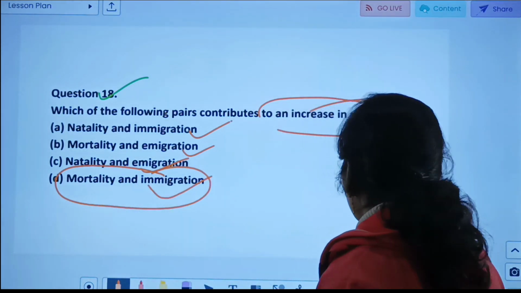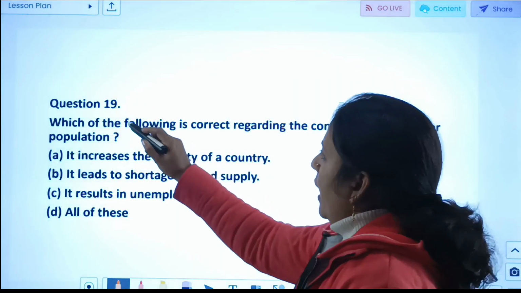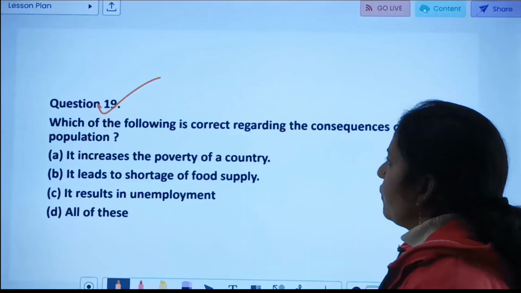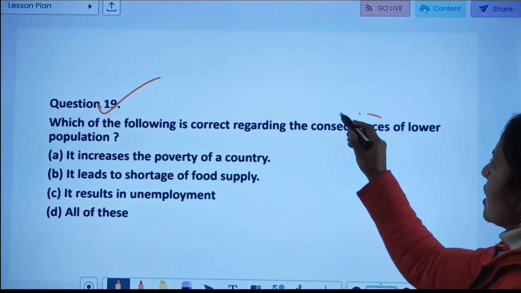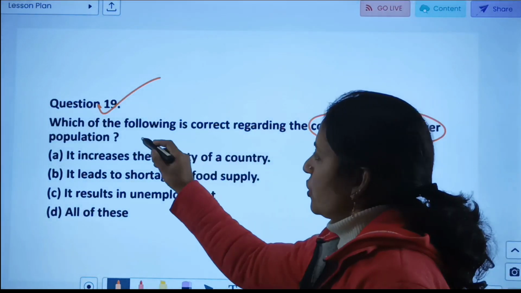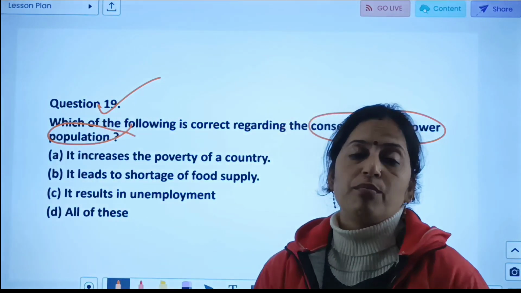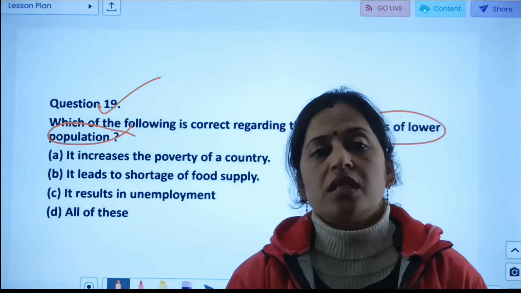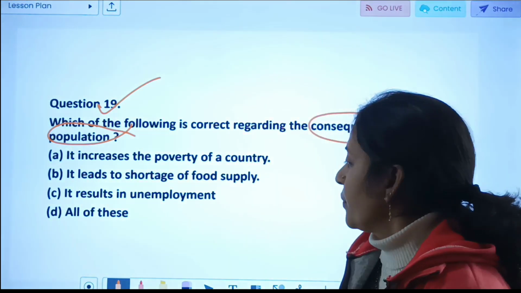Now shift to the question number 19. And your question number 19 is which of the following is correct regarding the consequences of the lower population? इनमें से कौन है जो कि जिम्मेवार है for the consequences of the lower population?